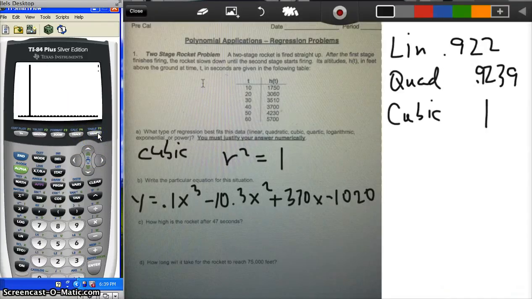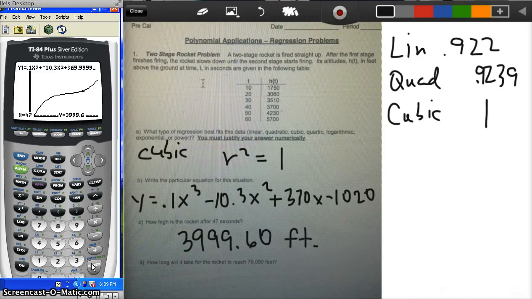So we won't have to worry about that. Let me hit graph, just so I can get a pictorial representation of the graph. Okay, now I simply hit trace and I type in the value that they want and I hit enter. So how high is the rocket at 47 seconds? Well, it's at 3,999.60 feet.